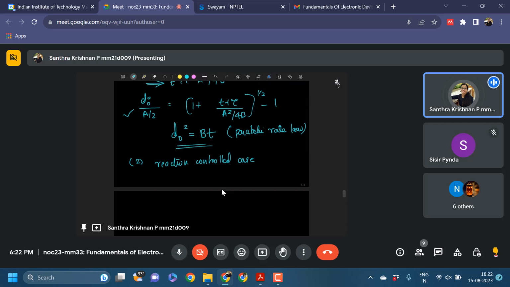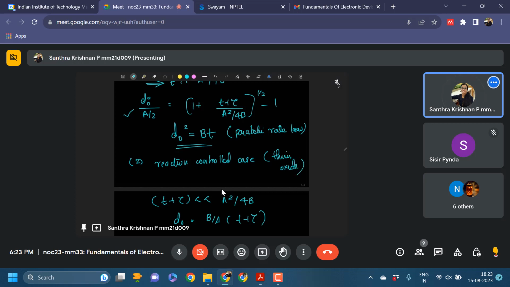So in the reaction control case, the assumption is that T plus tau is very, very less than A square by 4B. Then this particular equation will reduce to what? D0 is equal to B by A into T plus tau. So this is the case when it comes to the reaction control case. And reaction control case means that it will be a thin oxide.